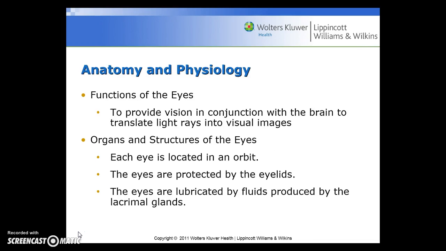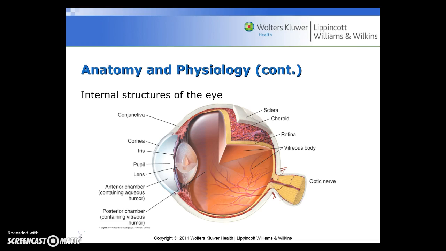So what are the functions of the eyes? To provide vision in conjunction with the brain, to translate light rays into visual images. And the organs and structures of the eyes: each eye is located in an orbit, and the eyes are protected by the eyelids. As well, the eyes are lubricated by fluids produced by the lacrimal glands.